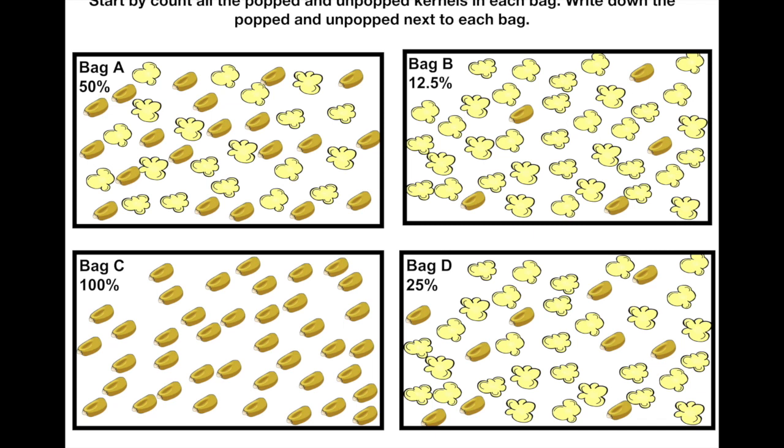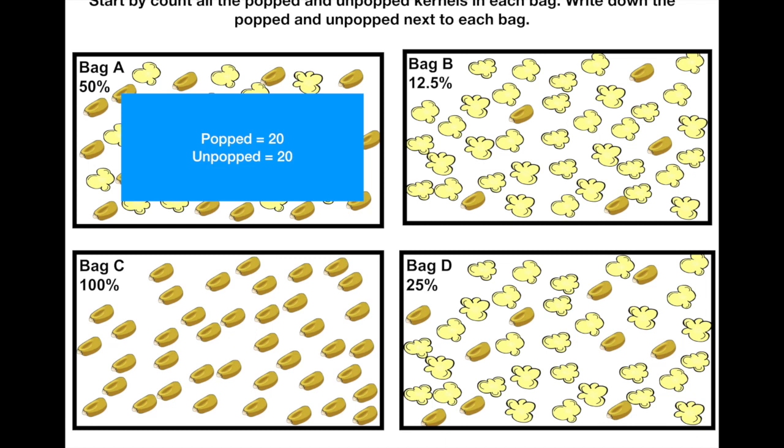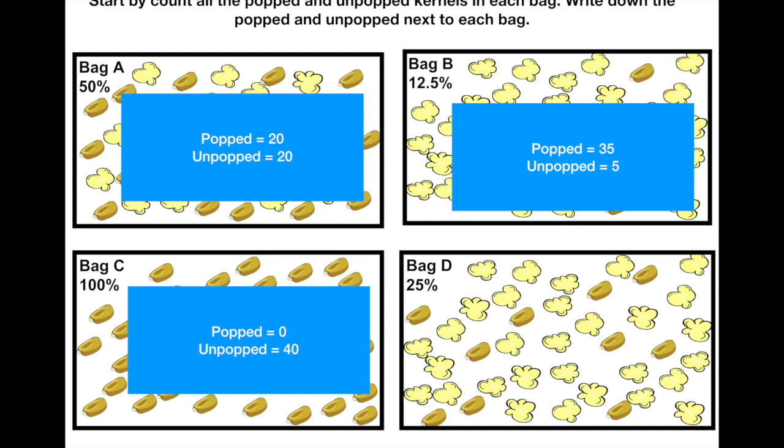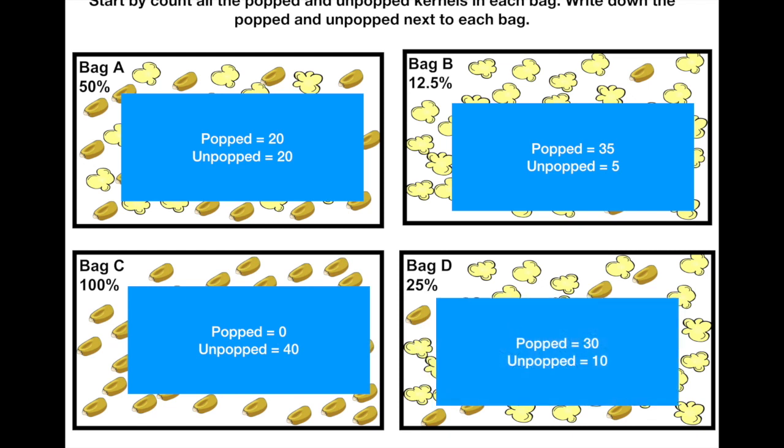Okay. If you've resumed the video, that means you've counted the amount of unpopped and popped kernels in each bag. Let's start by reviewing those answers so we know we got the same answers. If you look at bag A, you should have counted 20 popped kernels and 20 unpopped kernels. If you look at bag B, you should have found there's 35 popped and 5 unpopped. If you look at bag C, you should have found 0 are popped and 40 are unpopped. And if you look at bag D, you should have found that 30 are popped and 10 are unpopped. Make sure your answers match mine.